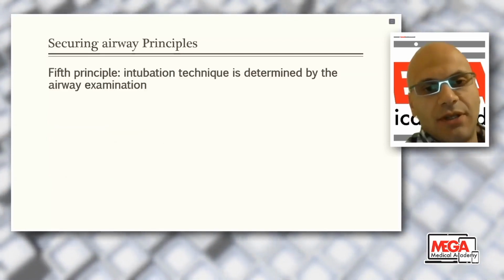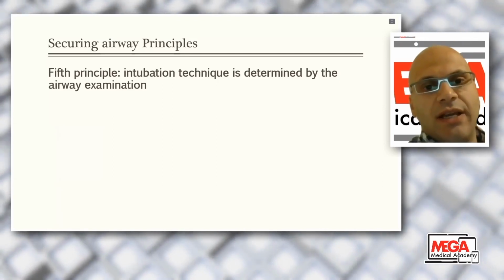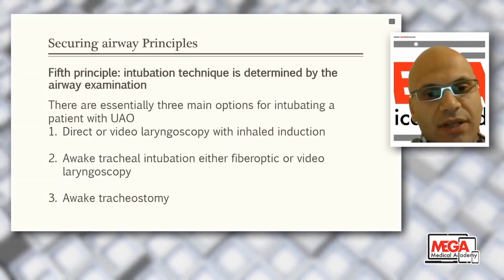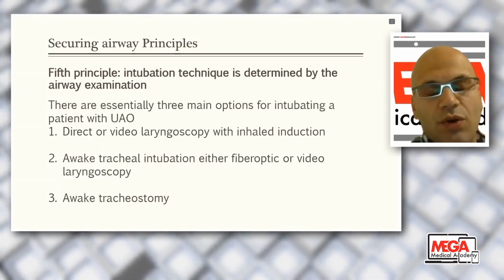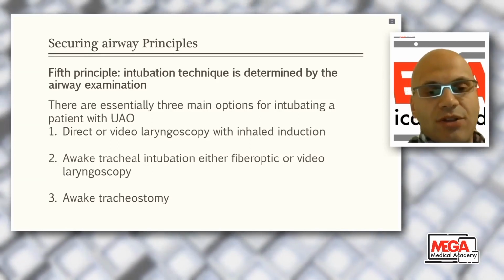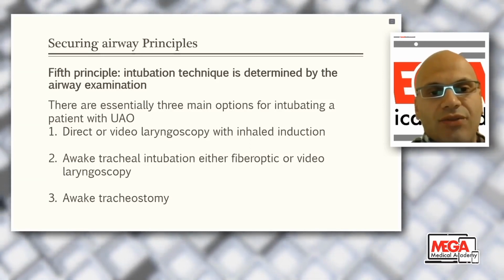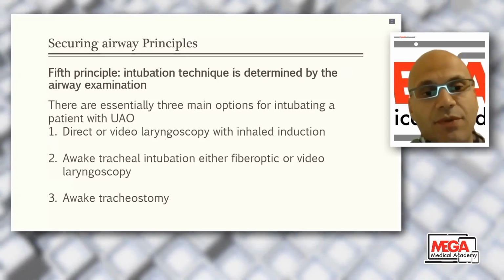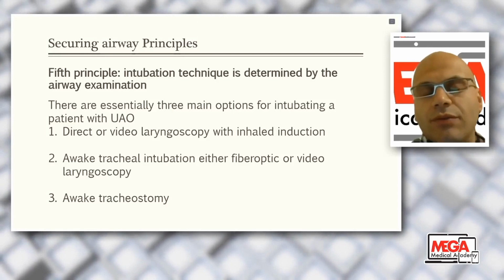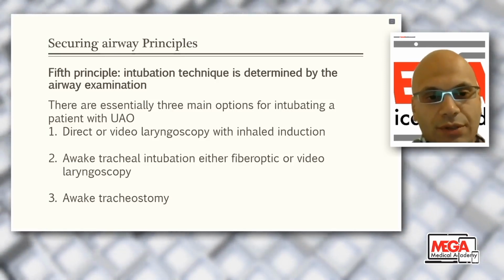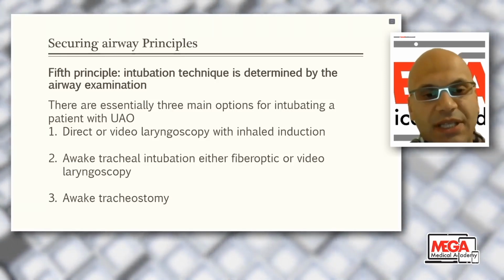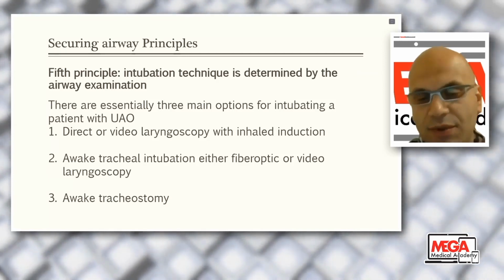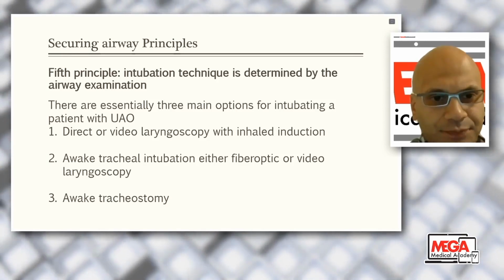The fifth principle is intubation technique itself. The decision on how to secure the airway goes in three options. The first option is using direct or video laryngoscopy with inhalation induction, so you are still keeping the spontaneous breathing. The second one is awake tracheal intubation, either fiber optic or video laryngoscopy, and again spontaneous breathing is maintained. The third option is awake tracheostomy under local anesthesia, and again the spontaneous ventilation is maintained.